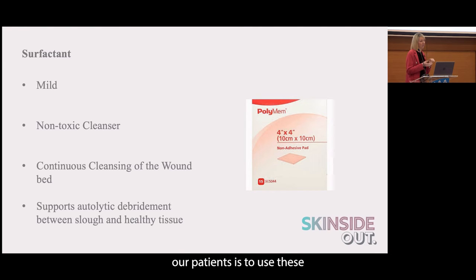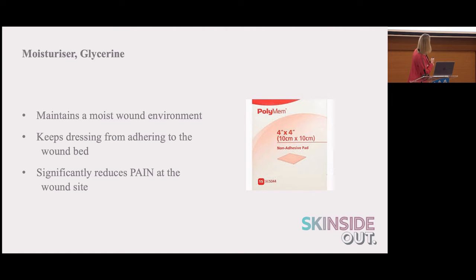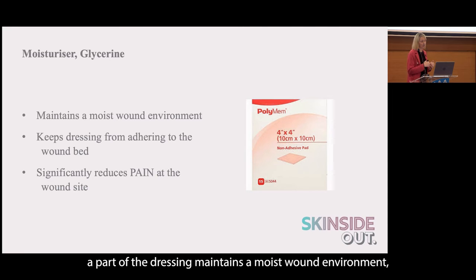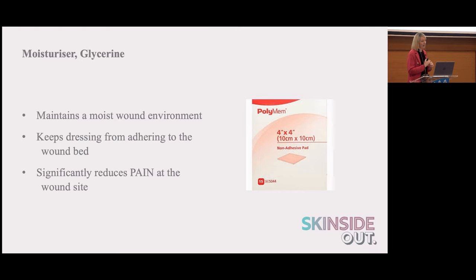Sometimes what we'll tell our patients is to use these initially before the flare, and as they are having the flare, until all the exudate is out. So you keep that on till the exudate hits the top of the wound, and then you change the dressing. And when it gets lighter, you can use a simple Mepore or a normal plaster once it's light. The glycerine part of the dressing maintains a moist wound environment, keeps the dressing from adhering to the wound bed, and helps with the pain at the site.